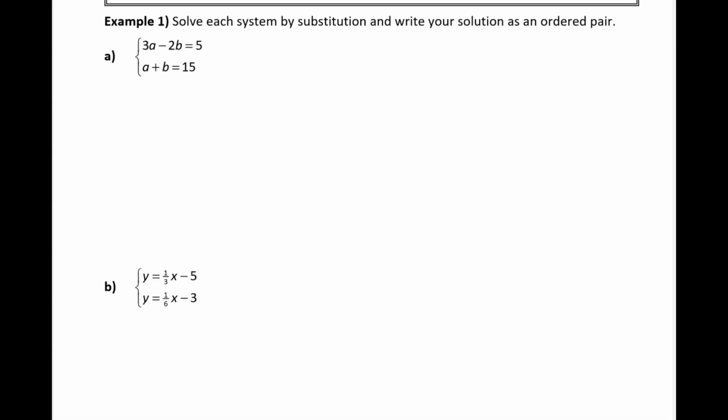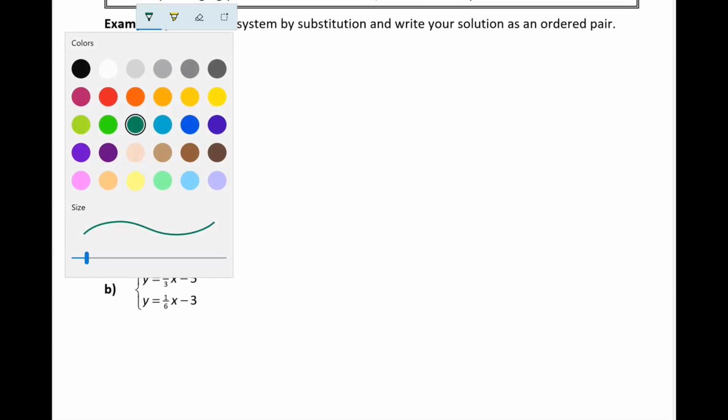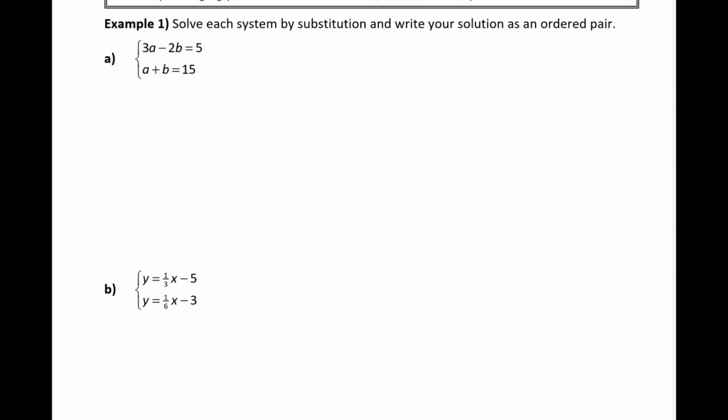First thing we're going to do is look at these two equations, and we're going to look for an easy way to solve for one of the variables. Well, definitely that second equation looks like an easier one to solve for one of the variables because you only have to subtract in order to solve for one of the variables. It doesn't matter which one you solve for because both of them are very easy to solve for.